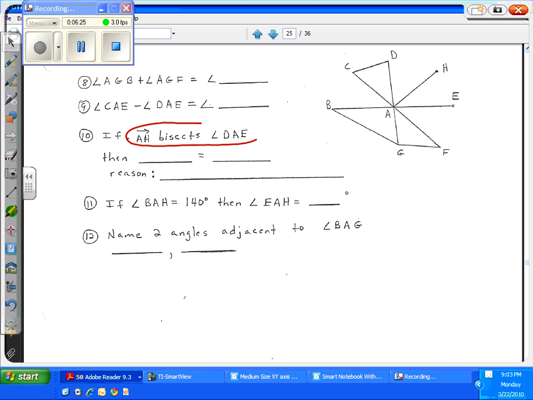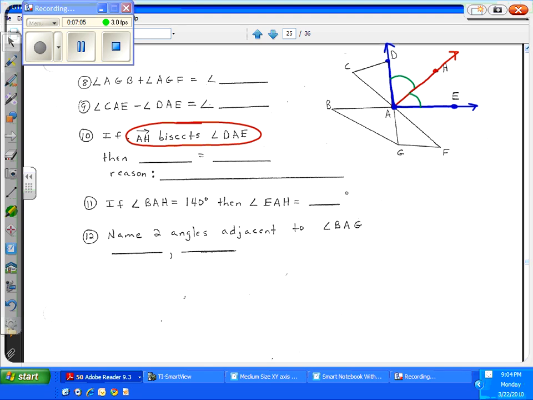Now, number 10 says ray AH bisects angle DAE. Let's just look at ray AH. It starts at A and goes indefinitely through point H. It says that it bisects angle DAE. So we would have a point on one side, the vertex A, and a point on the other side, E. But remember, an angle actually goes indefinitely forever. Therefore, its bisector has to be a ray that goes indefinitely forever. Now, an angle bisector is a ray that divides an angle into two equal adjacent angles, or congruent adjacent angles.